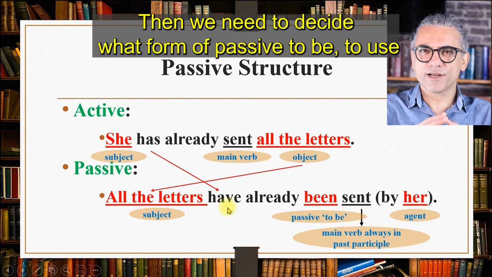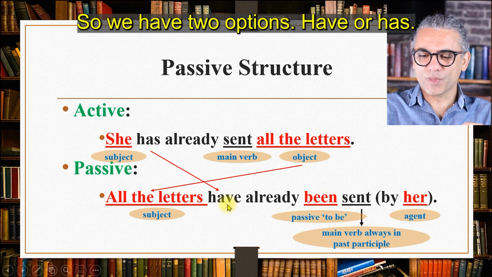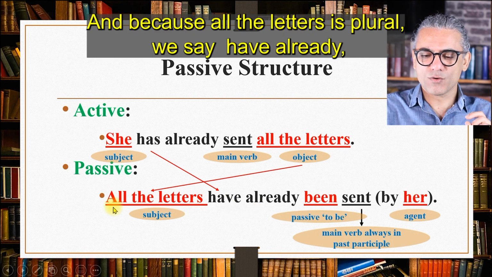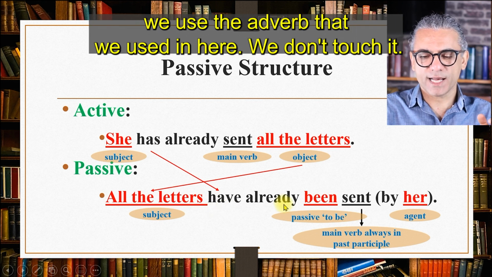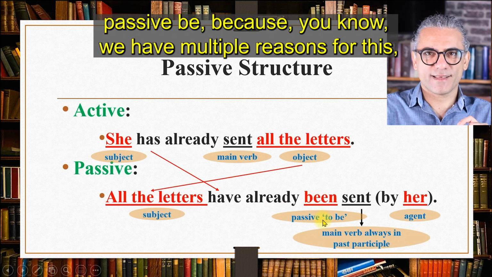Then we need to decide what form of passive to be to use. The tense of the sentence is present perfect. So we have two options, have or has. And because all the letters is plural, we say have. Already, we use the adverb that we used in here. We don't touch it. Have been. This is a passive be.